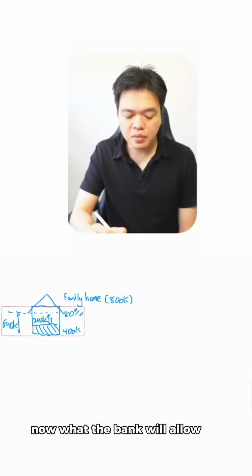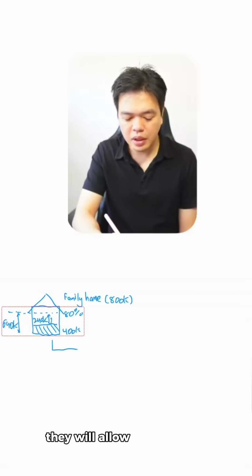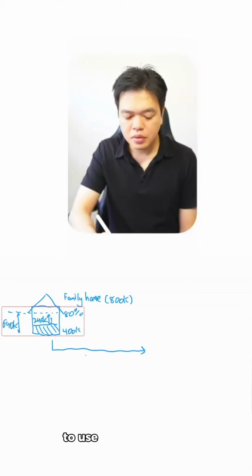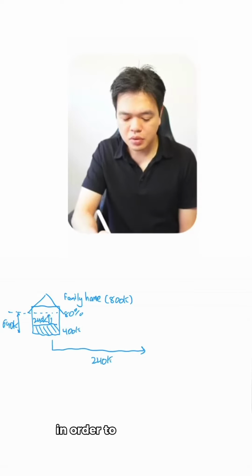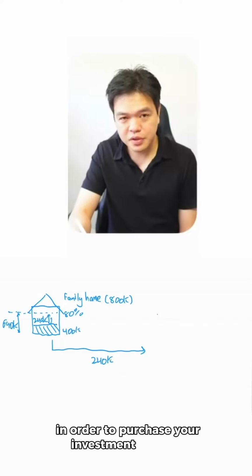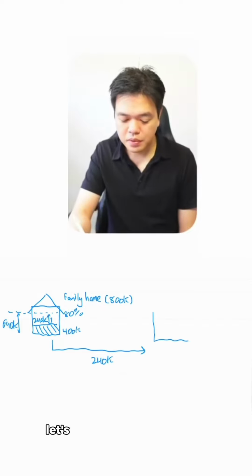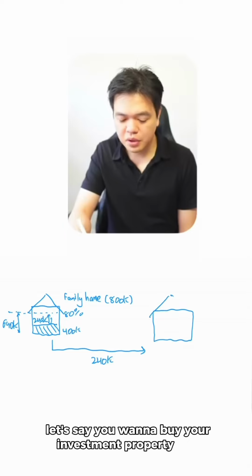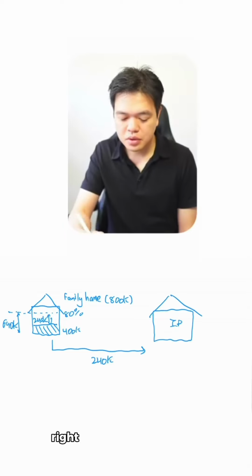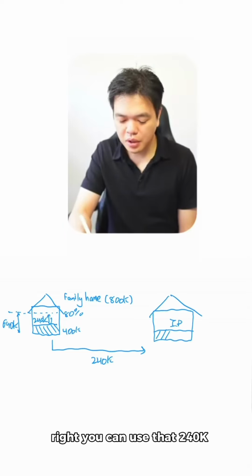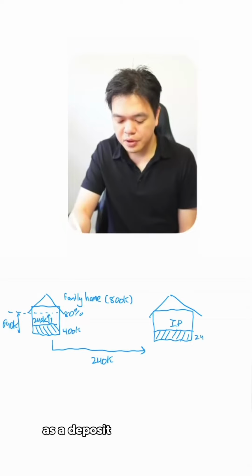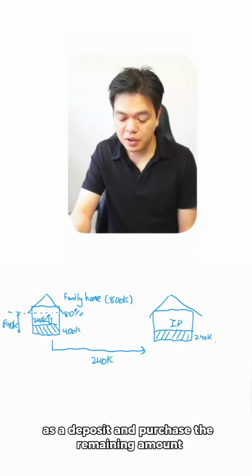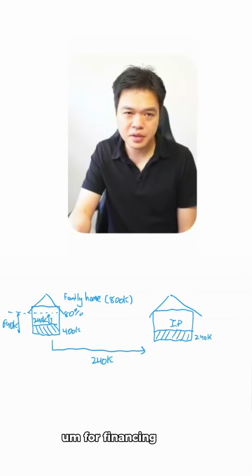Now, what the bank will allow you to do is use that as a deposit in order to purchase your investment property. So let's say you want to buy your investment property here, right? You can use that $240K as a deposit and purchase the remaining amount through financing, right?